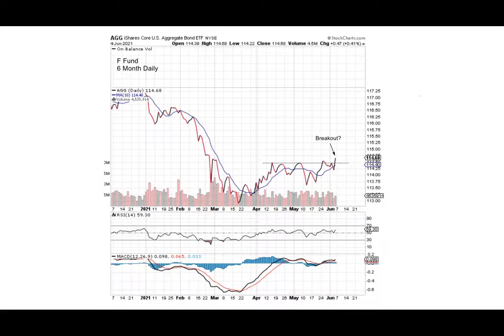The only problem with the F fund is that this big price move was only 0.4%, and that was a huge move in terms of the chart. I mean, if you saw that on the C fund, it'd be like a 2 or 3% move. We just don't have that kind of volatility on the F fund.